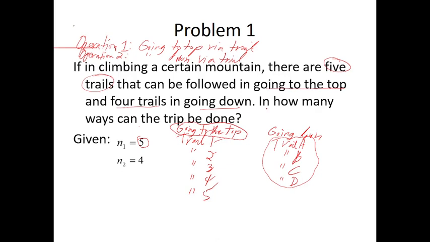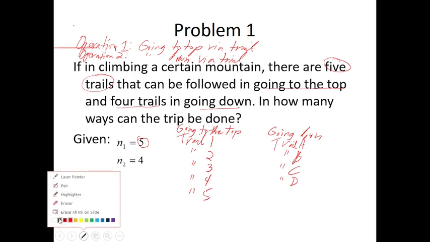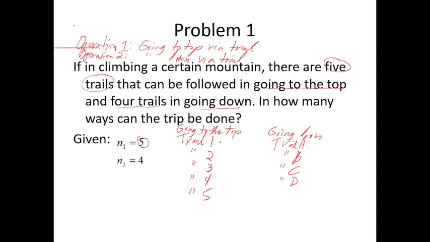Alright, to illustrate, let's say going to the top, I chose trail A, trail 1. Okay, going to the top, I chose trail 1, and going down from the mountain, I chose trail A. So that is one count.